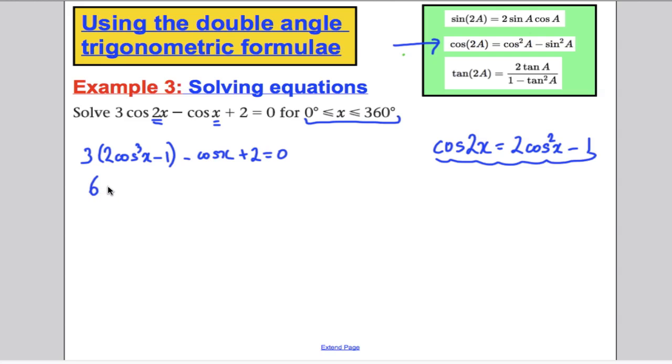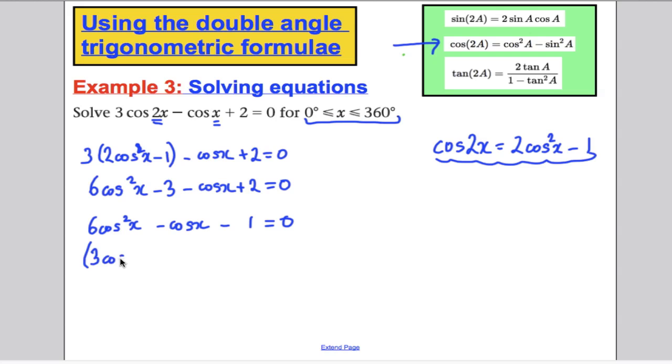Expand it out. We get 6 cos squared x minus 3 minus cos x plus 2 is equal to 0. Okay, collecting terms here, we've got 6 cos squared x, that's fine. We've got a negative cos x, and we've got negative 3 plus 2, which is negative 1. Okay, we've got a quadratic here in terms of cos x's. Can we factorise? Well, we can try. Let's try and put them into brackets as 3 cos x, 2 cos x.